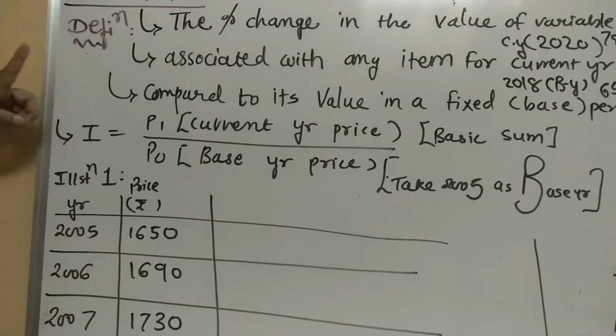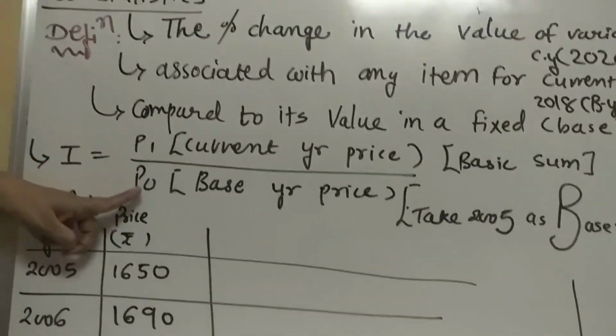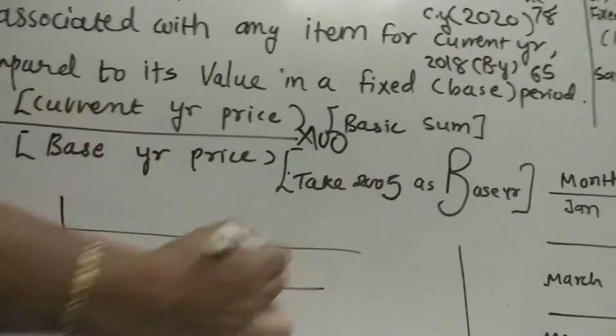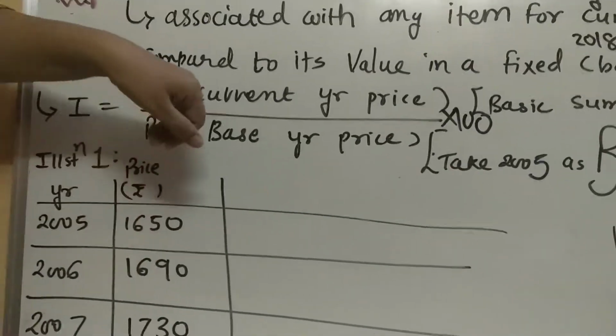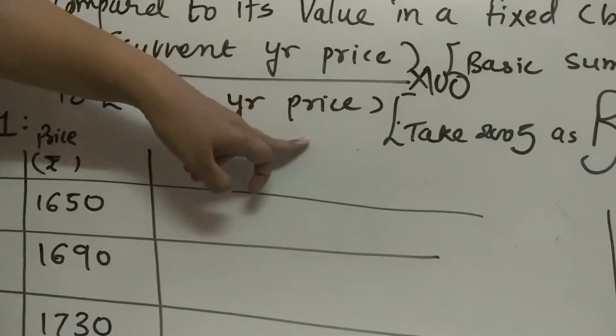Now index number is denoted by I equals P1 upon P0 into 100. So P1 means current year price, P0 means base year price.